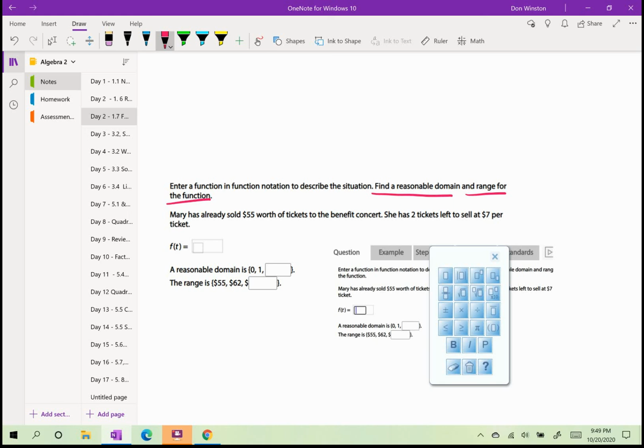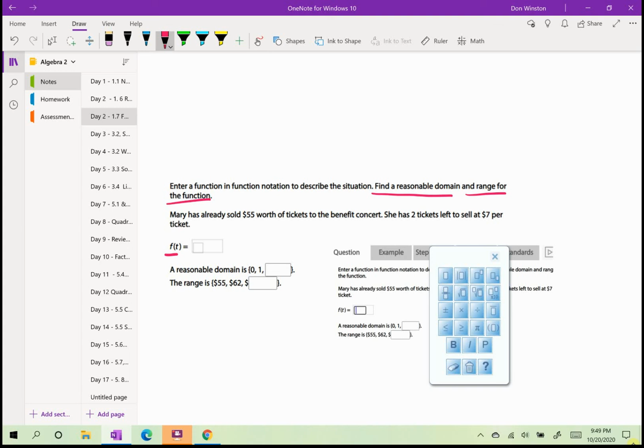Mary has already sold $55 worth of tickets to the benefit concert. Good for Mary. She has $55. But then she has 2 tickets left to sell at $7 per ticket. So here they want you to write a function in function notation. Well, they start this off f of t. The function depends on the number of tickets.